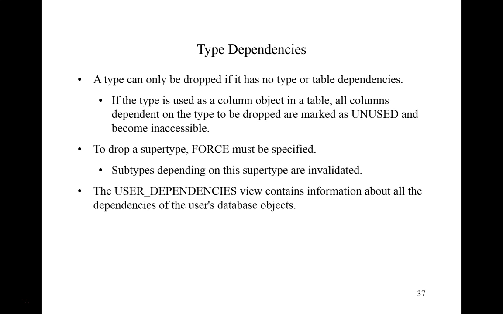Subtypes depending on this supertype are then invalidated. There's a view called User Dependencies that contains information about all the dependencies of the user's database objects.